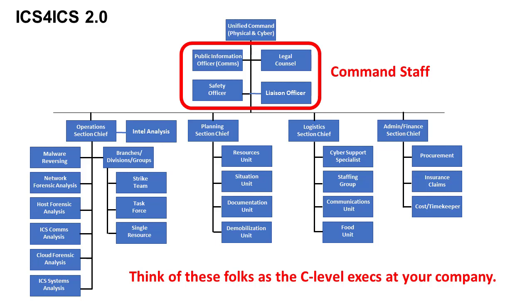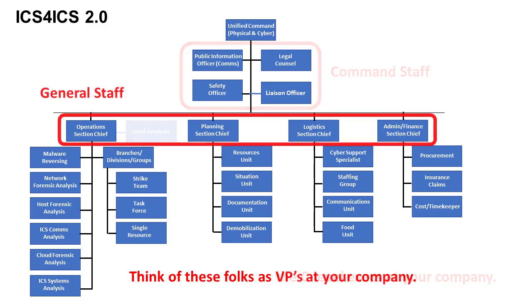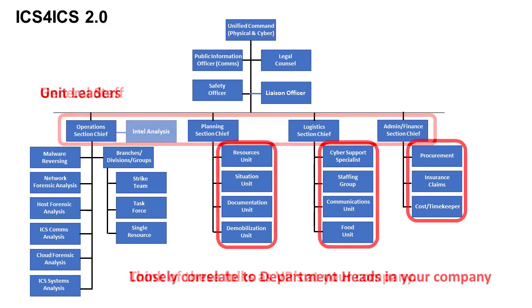Here are the command staff positions. They are the Public Information Officer or PIO, Legal Counsel, Safety Officer or SOFR, Liaison Officer or LOFR. You can think of these positions as the C-level executives at your company. Think of the general staff, also known as section chiefs, as the equivalent of vice presidents in a large company. Unit leaders under the various sections can be loosely correlated to department heads in your company.